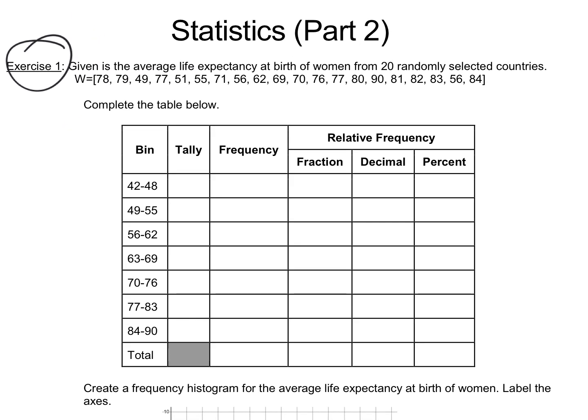And you can see that we have a lot of data here. It says that we have data from 20 randomly selected countries, and it's the average life expectancy at birth of women. So I'm going to work through just doing my tally. So 78, that would get me right in there between 77 and 83. 79 would be in the same spot. 49, 77. And you keep going with this.